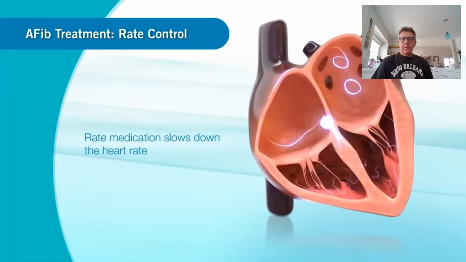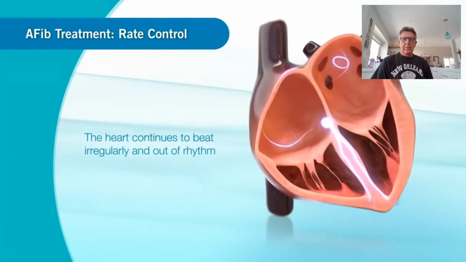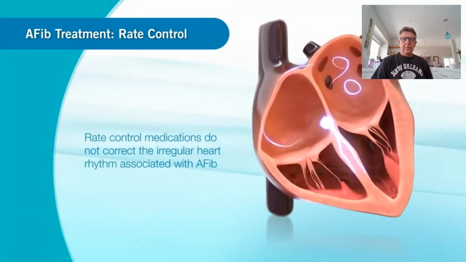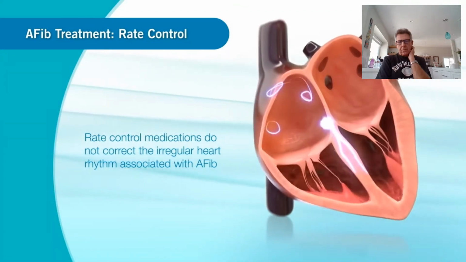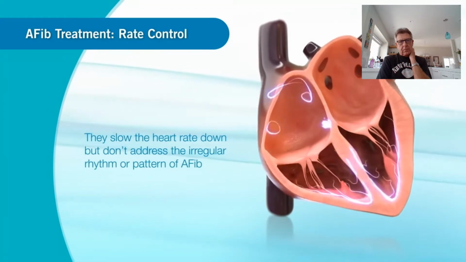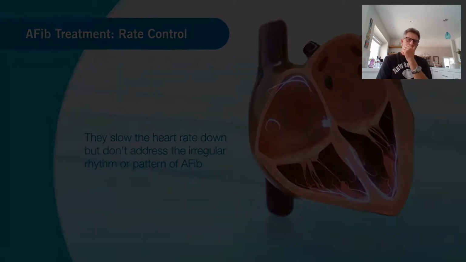Notice that the rate medication slows down the heart rate. However, the heart continues to beat irregularly and out of rhythm. Rate control medications do not correct the irregular heart rhythm associated with Afib. They slow the heart rate down, but don't address the irregular rhythm or pattern of Afib.